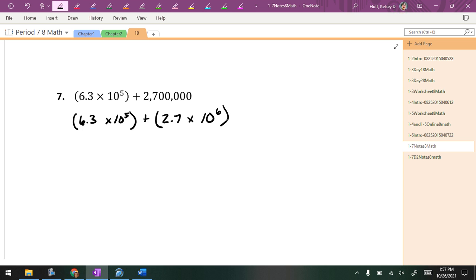Okay, you guys do this one on your own. I'm going to check in with you in just a minute. I don't care if you go 10 to the 5th. I don't care if you go 10 to the 6th. Add these two together.